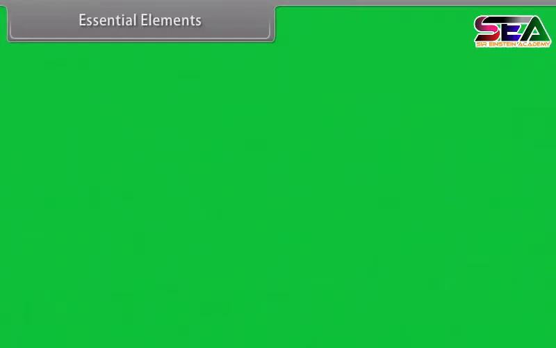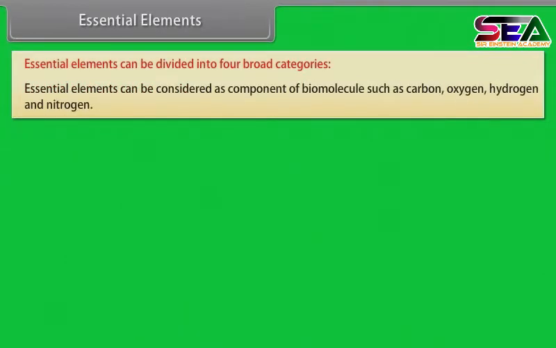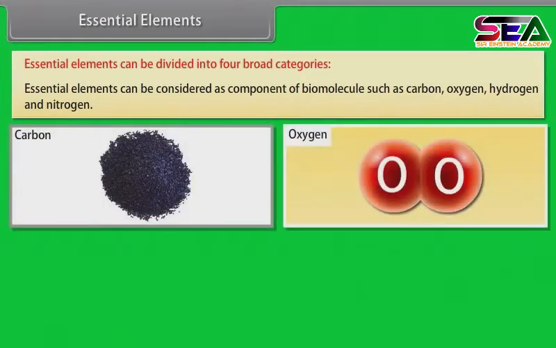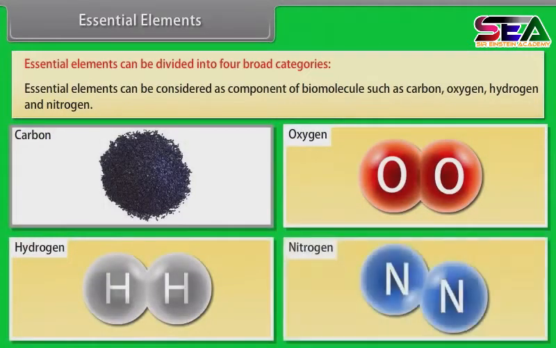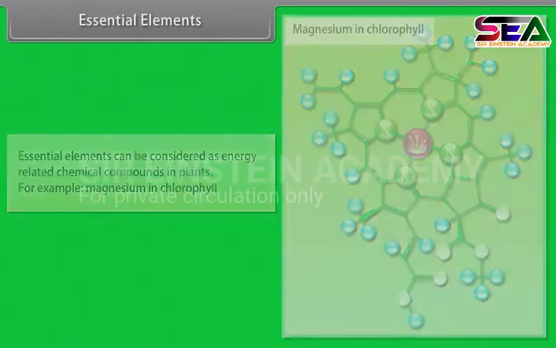Essential elements. Essential elements can be divided into four broad categories. Essential elements can be considered as components of biomolecules, such as carbon, oxygen, hydrogen, and nitrogen. Essential elements can be considered as energy-related chemical compounds in plants, for example, magnesium in chlorophyll.